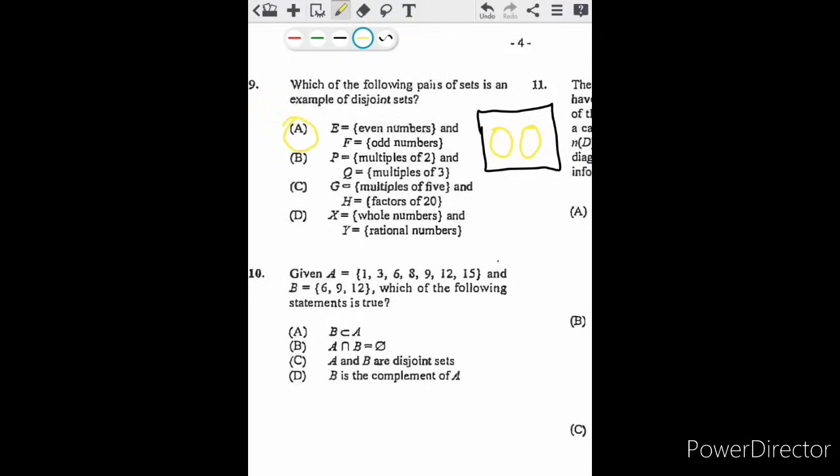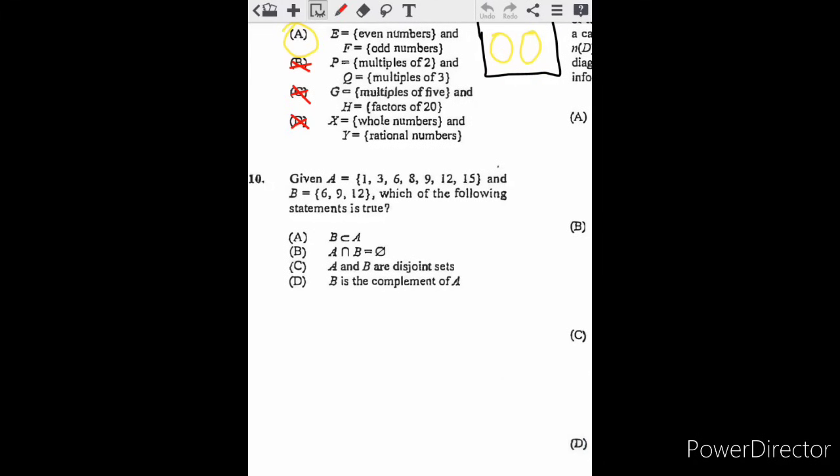Going through our other options, we have P is equal to multiples of 2 and Q is equal to multiples of 3. We know multiples of 2 is 2, 4, 6, 8, etc. And multiples of 3, 3, 6, 9. Therefore, 6 would have been common, so that's out. G is equal to multiples of 5 and H is equal to factors of 20. Multiples of 5 would be 5, 10, 15, 20. Factors of 20 would have been 20 as well, so that's out. And the last option is whole numbers and rationals, and we already know all whole numbers are rational numbers, so that's out as well.